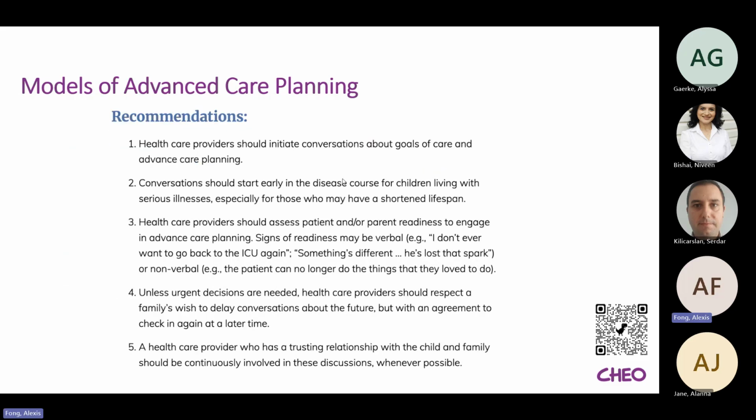And then these are the summary recommendations from the CPS. So healthcare providers should initiate conversations about goals of care and advanced care planning, start early in the disease course, especially for those who have a shortened lifespan.